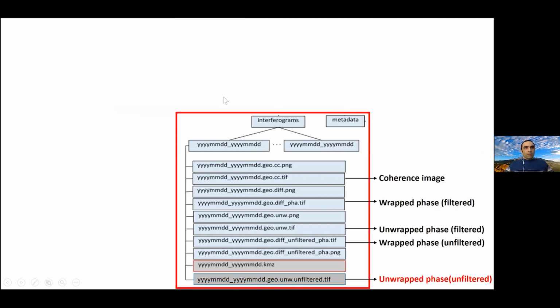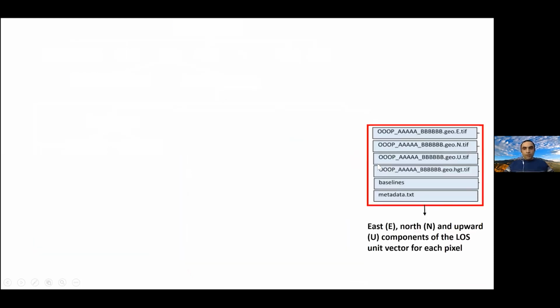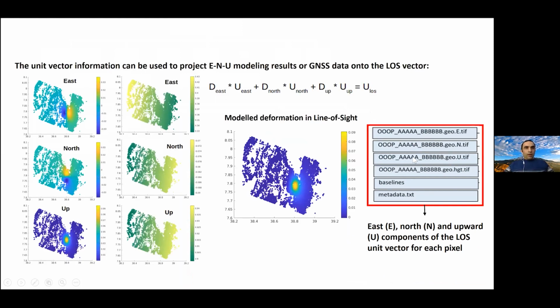So apart from these InSAR products, we store some useful information in the metadata folder, as you can see here. In the metadata folder, we store the ENU files, which refer to the east, north, and upward components of the line of sight unit vector for each pixel. And the unit vector information can be used for projecting the ENU modeling results, or let's say the 3D GNSS data, onto the line of sight vector in order to be able to compare them to the LiCSAR results.